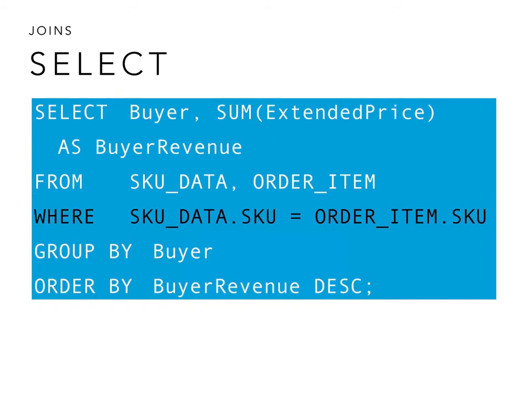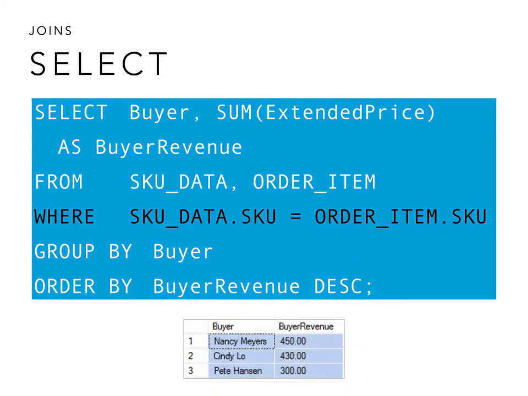Let me show you another example. More complex example. In this case, we're getting the buyer and the sum of the extended price. So this is the amount of money, the amount of revenue for every buyer. We are using these two tables. We're saying this is the join, that same relationship that these two tables are connected on. We're going to group by buyer so we can aggregate these by buyer and order by buyer revenue descending. And so this shows us what each buyer bought, the total number of dollars that each buyer spent.